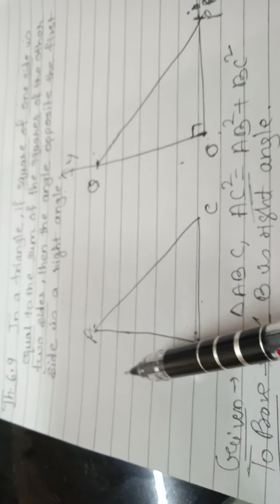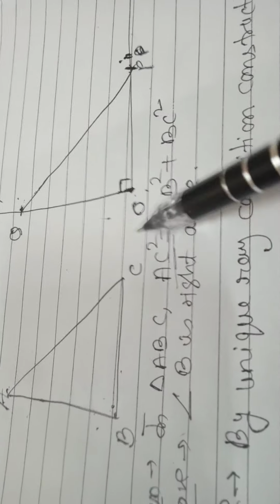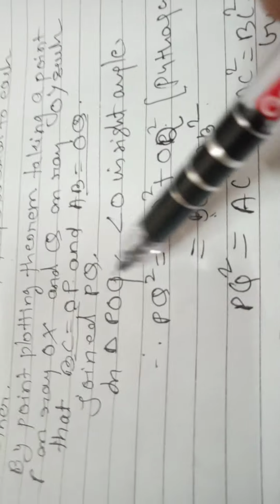So it is one of the very easy theorems. You can see once again, one triangle is given, and we have to prove that B is a right angle if the square of this side is equal to the sum of the squares of the two sides. What I did, I just drew by unique ray condition OX perpendicular to OY, and then I took points P and Q in such a way that OP is equal to BC and OQ is equal to AB. Then I applied Pythagoras theorem here, PO square plus OQ square is equal to PQ square. I put the values of PO and OQ as I have taken, then I get PQ equal to AC.